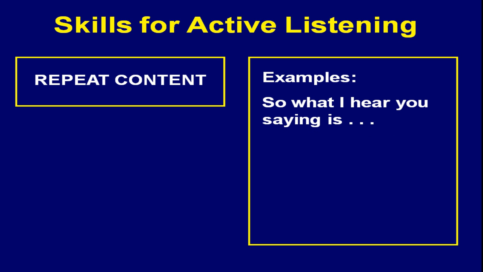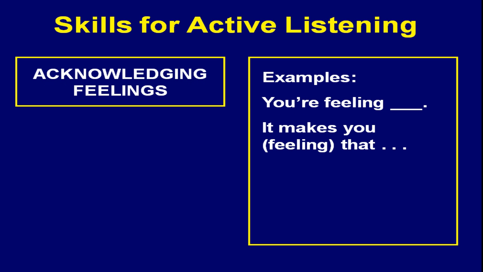Skills for active listening: repeat content. Restating what the speaker has said, to confirm what you have heard and your understanding. This is called paraphrasing. In simple words, it means saying what you have heard in your own words. For example, "So what I hear you saying is..." or "Do you mean to say that..." It means he is giving some example of how active listening is working out.